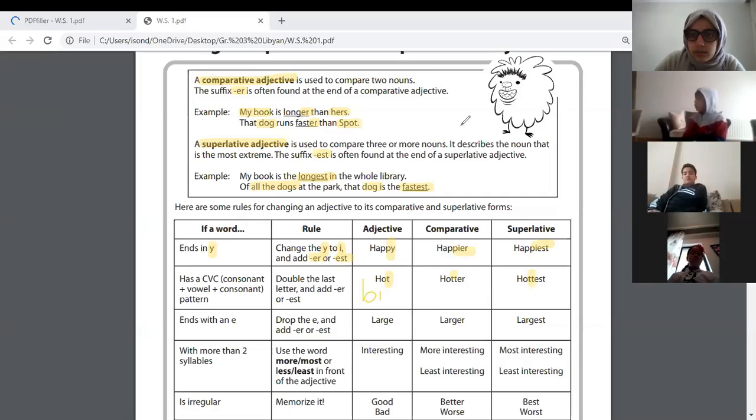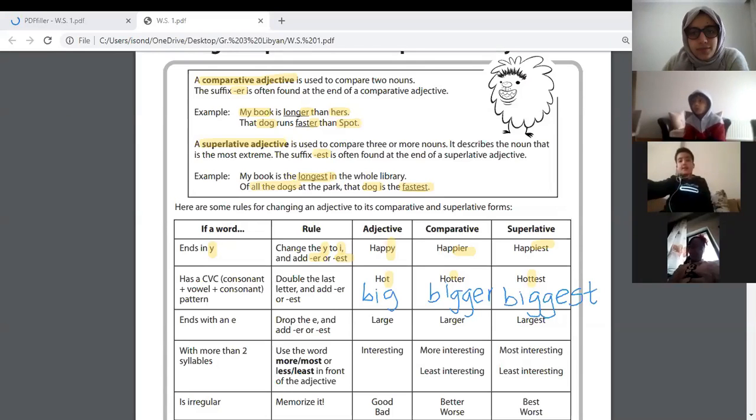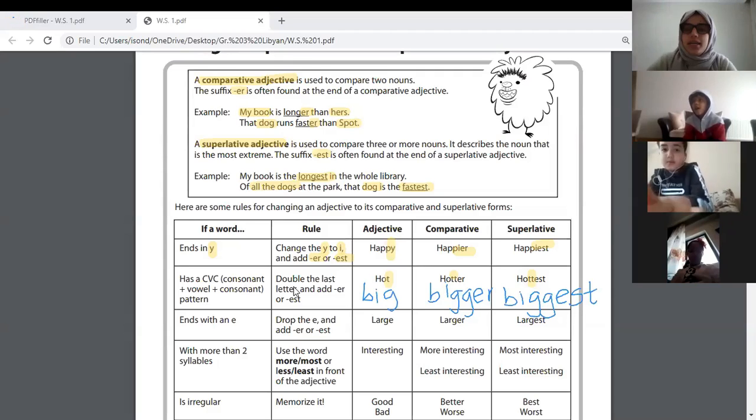Big, bigger, and biggest. Okay, so when it's ending in E, when there's a word ending in E, we only add R or ST. We don't have to put E again. So we have large, we only added R at the end, and we added ST for the superlative. We don't have to add another E.